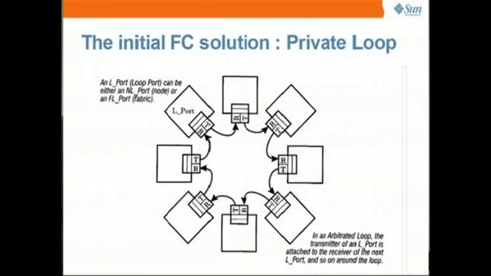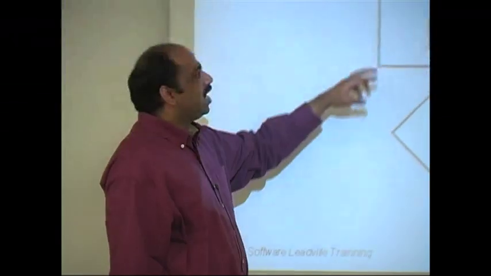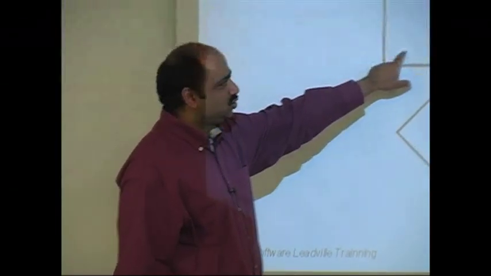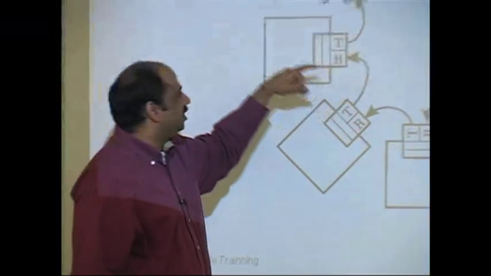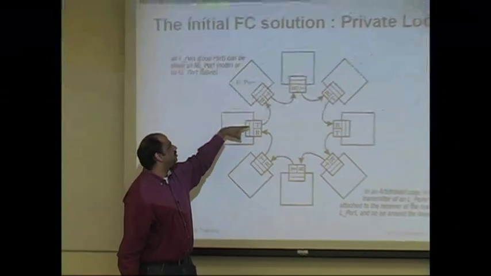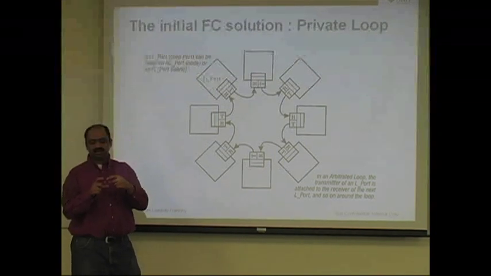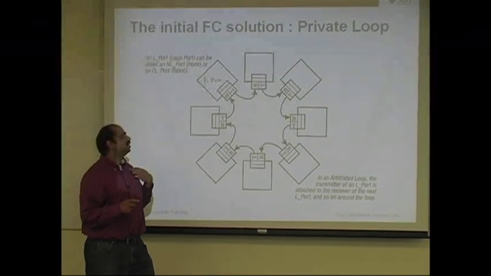Okay, I probably should have put this slide before the other one, but this slide describes the private loop solution. You can see all the devices have a transmit and a receive, and the transmit is connected to the receive, and it forms a loop. So what happens is, if this device wants to talk to this device, it does something known as arbitration. It will send an arbitration to this device, it looks at the arbitration data set, and in that, it will see that this arbitration is not meant for me.